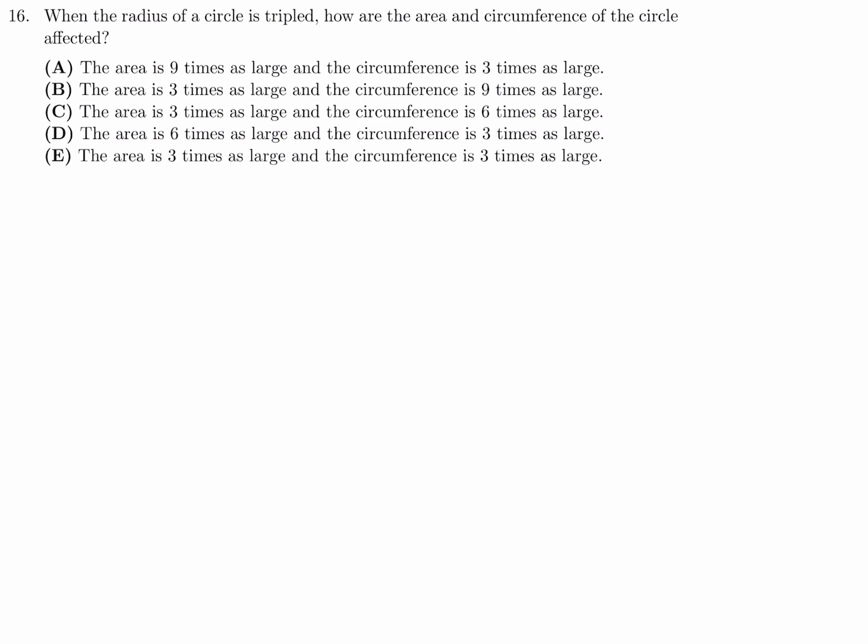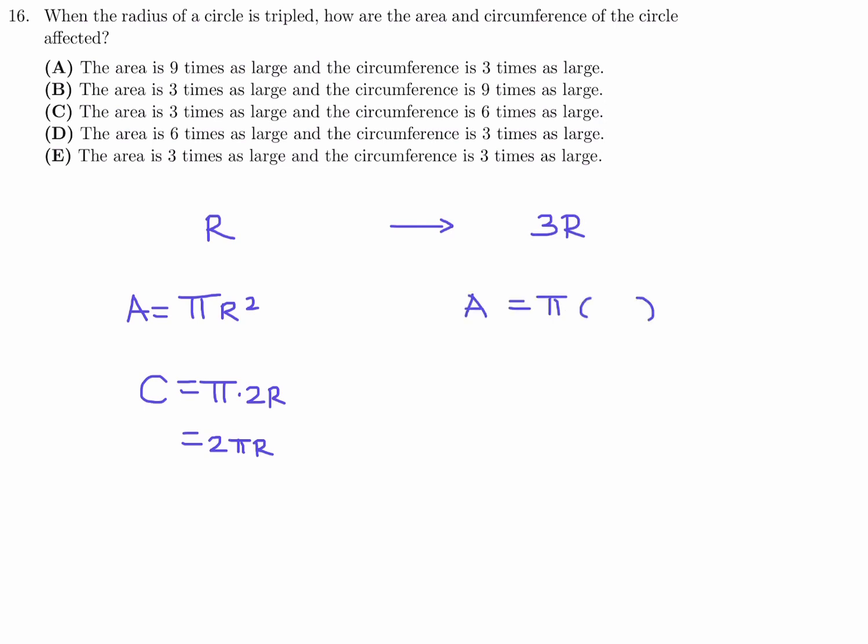When the radius of a circle is tripled, how are the area and circumference of the circle affected? Well, let's say initially we have a radius of r. Initially, the area is pi r squared, and the circumference is equal to pi times 2 radius, or you can write this as 2 pi r. Then they triple the radius, so now it becomes 3r. Well, the area now is pi r squared, but r is 3r this time. So that looks like pi 9r squared. I can write this as 9 pi r squared.